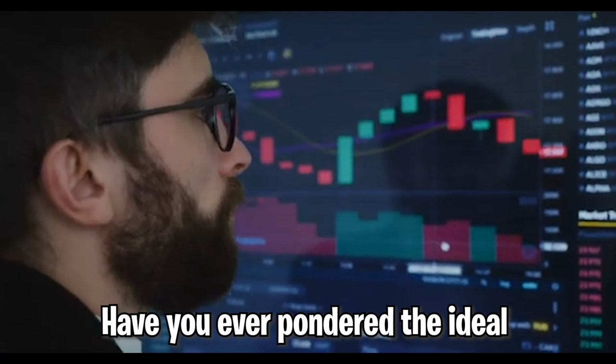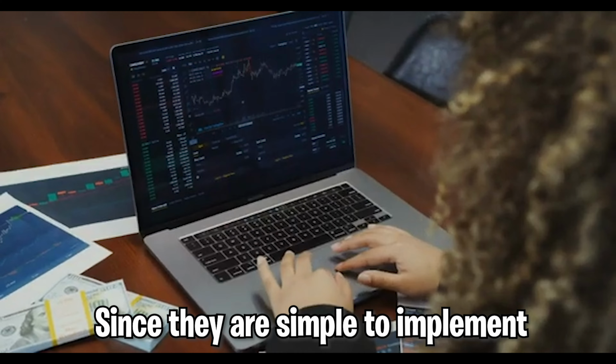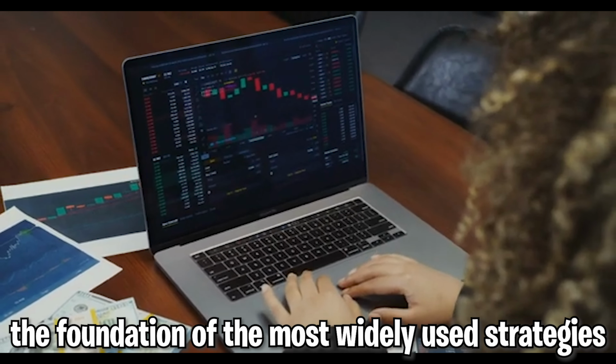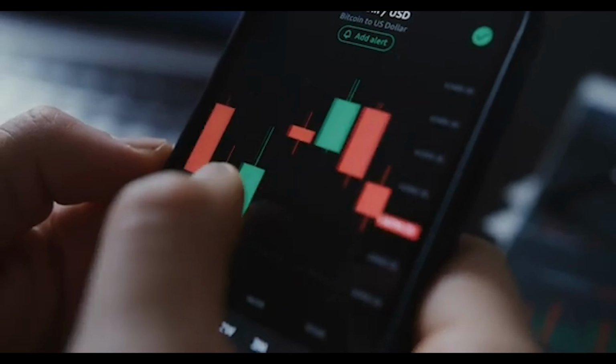Have you ever pondered the ideal trading approach for reversals? Since they are simple to implement, trend-following concepts are the foundation of the most widely used strategies. Reversals are typically traded by more seasoned dealers.